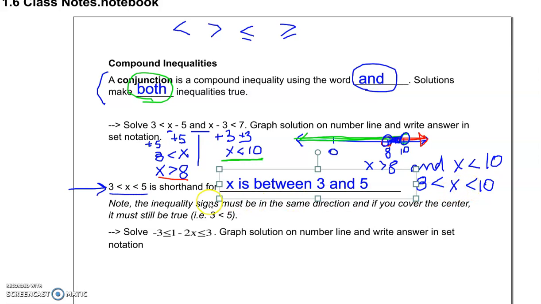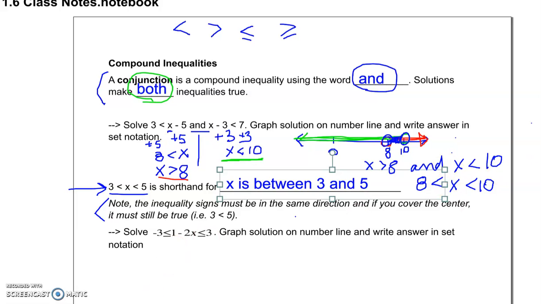A couple things you need to keep in mind. You can only write it that way if the arrows are going the same direction. So I turned around the x is greater than 8 and wrote it as 8 is less than x for this first half. Let me get rid of that.